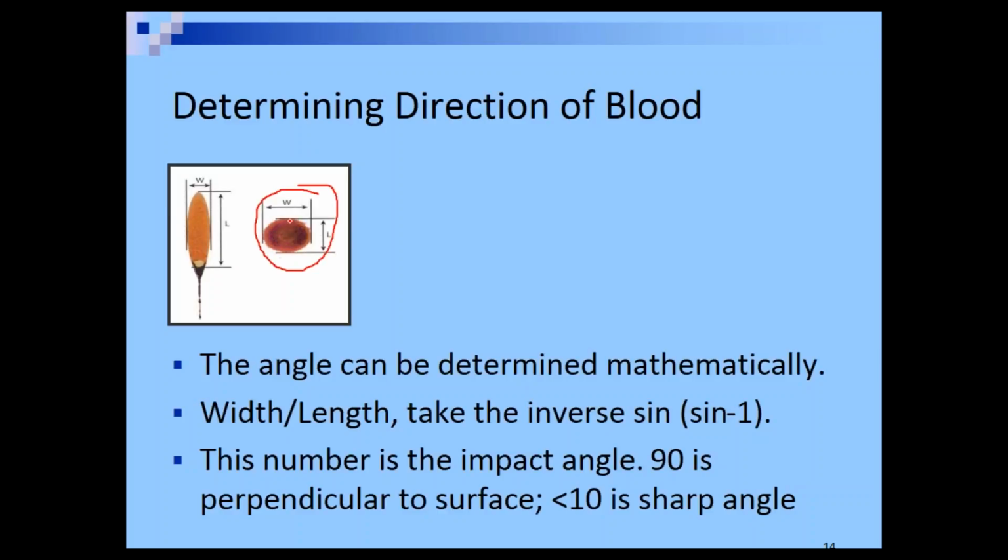This means the blood drop hit at a 90-degree angle, which if it was the floor, it means it was falling straight down. If it was against a wall, it means that I was standing right in front of it and the wound was right here. If it's oval, then that means that it was a little bit farther away from the wall.